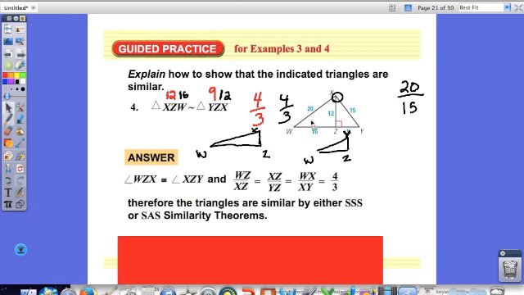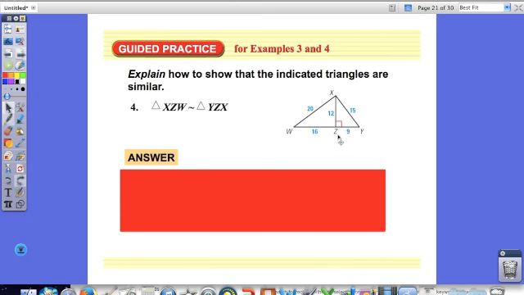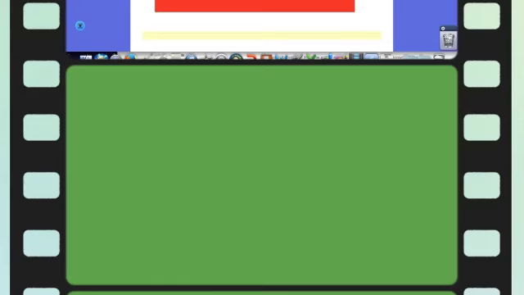But it is very important to pay attention to what sides they're showing are proportional, because if you were to just look at this and just assume, oh, 12 and 12, that's the same, like the reflexive property of congruence, which is what we would have used in triangle congruence, that is not something that we would use here.